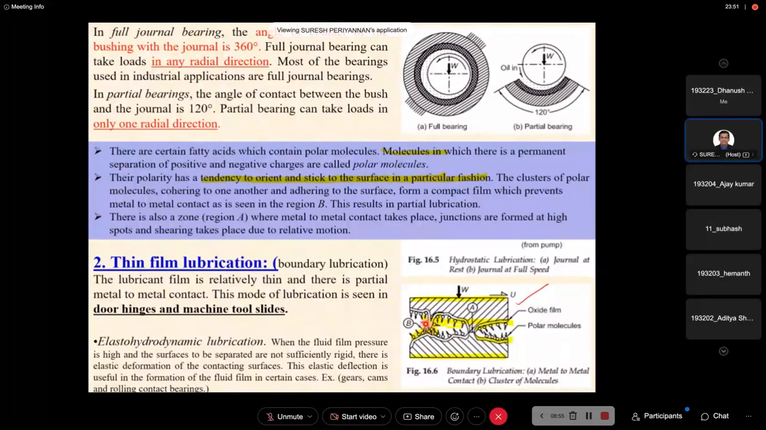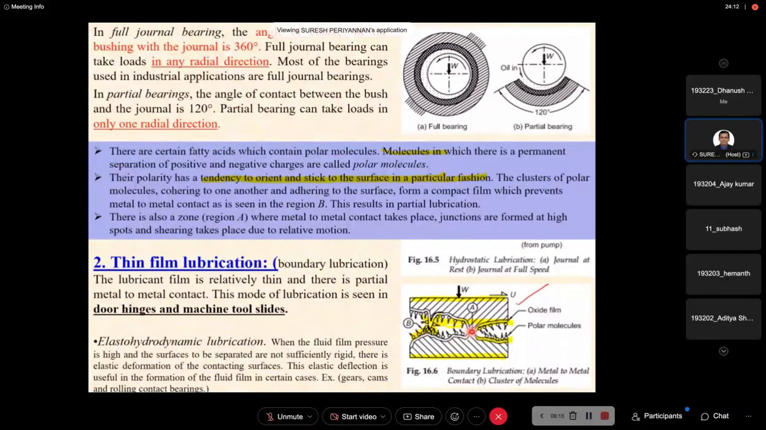Here you see, it prevents metal to metal contact due to the charges of these molecules, the separation of positive and negative charges. Then these two surfaces are separated, forming the thin fluid film.